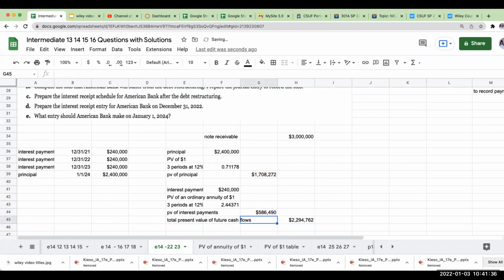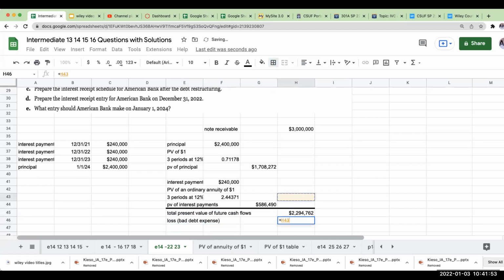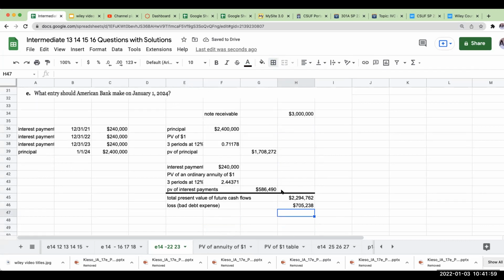So my total present value of the future cash flows is going to be 1,708,000 plus 586,000. This is the value of the cash flows I'm going to be receiving, compared to my note receivable. So my loss or bad debt expense is going to be 705,238. When I have a loss like this, I need to recognize this loss immediately. So that's what I have to do. The way I'm going to do this, just give me one moment.